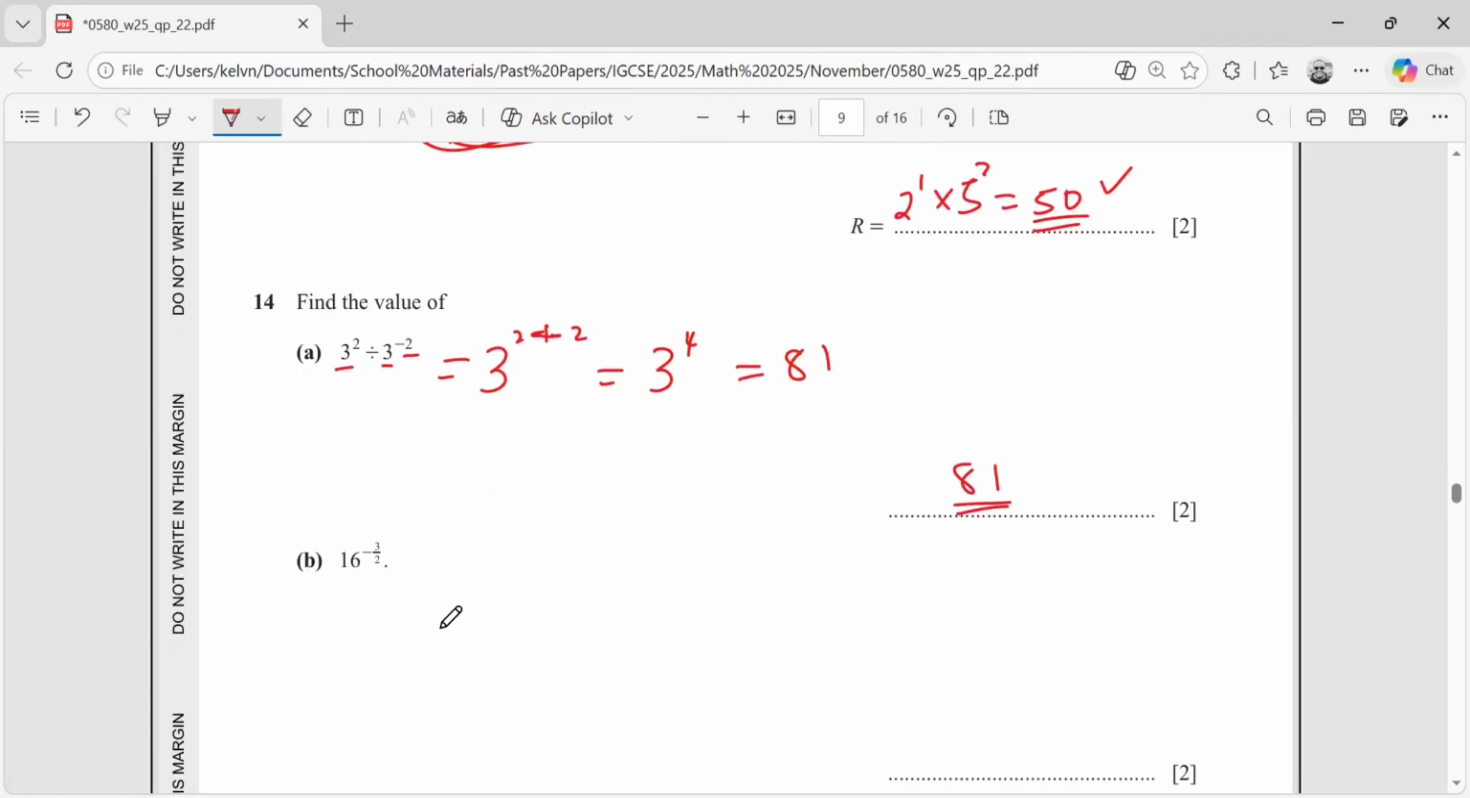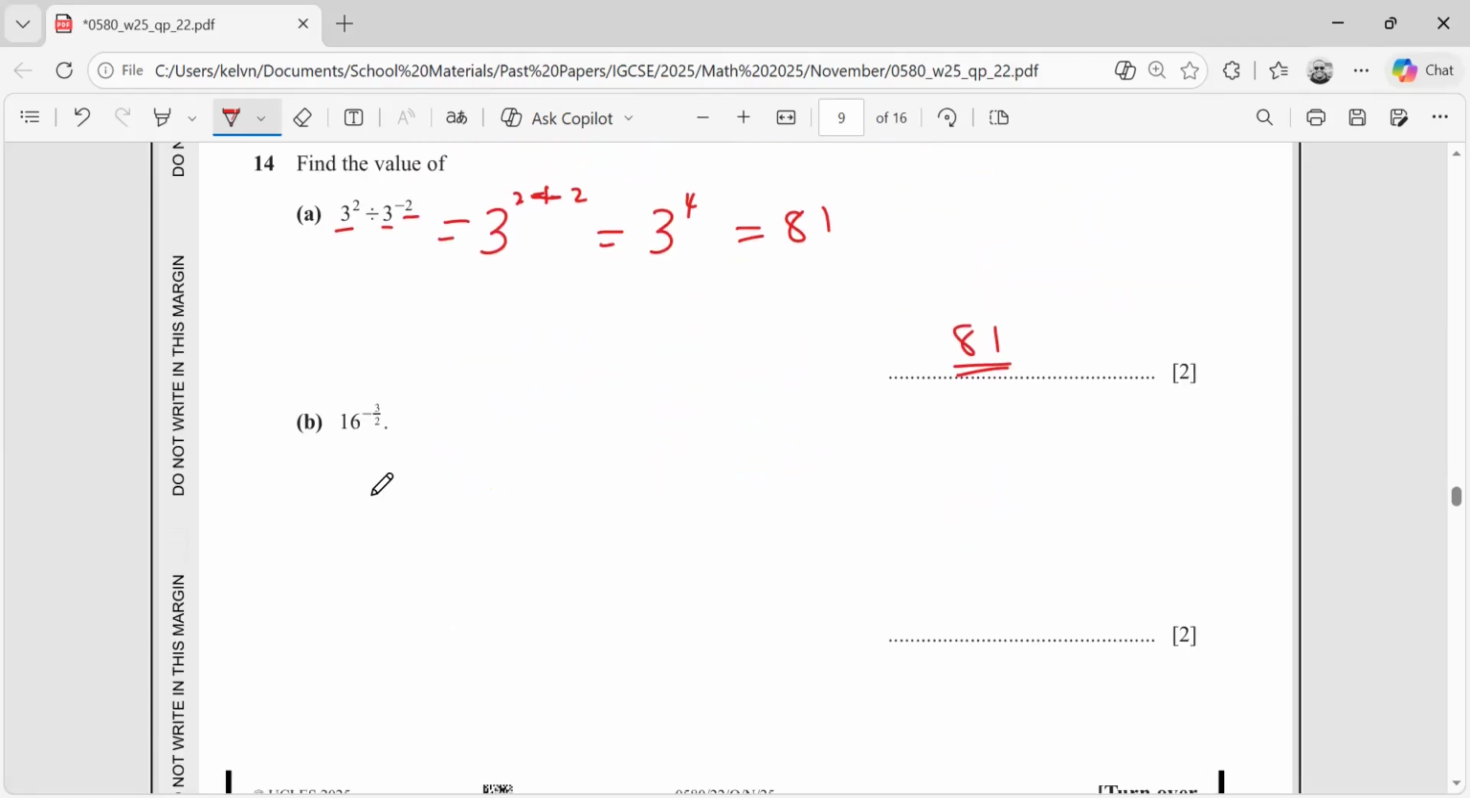Okay, good. For part B, we are told 16 power negative 3 over 2. Now, if you know fractional indices, you know the denominator becomes the root. So we can say square root 16. It's square root because of the 2. If it was another number like 5, it would be root 5. But because this is 2, it's going to be square root 16. And then after we do that, we usually know the numerator becomes the power. So in this case, power negative 3.